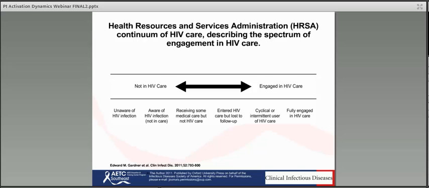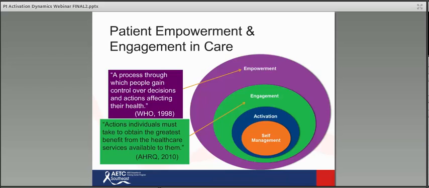There's people all over this continuum, and those are individuals who are unaware of their infection all the way to the other end of the spectrum where people are fully engaged. They're fully involved in self-management, and they are fully engaged in their care so that they're activated. They're doing the heavy lifting to do the work that is required of them. And this would be in any chronic disease. This same scenario or continuum could be used to look at diabetes, obstructive lung disease, other chronic illnesses.